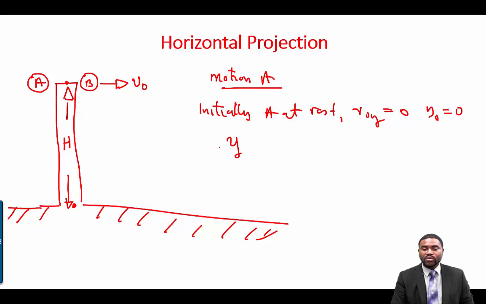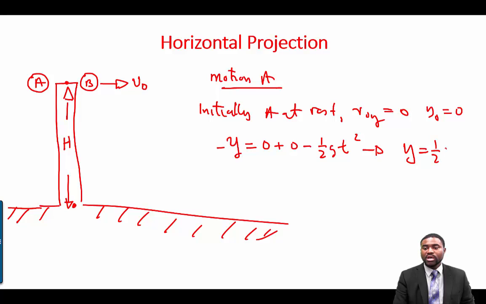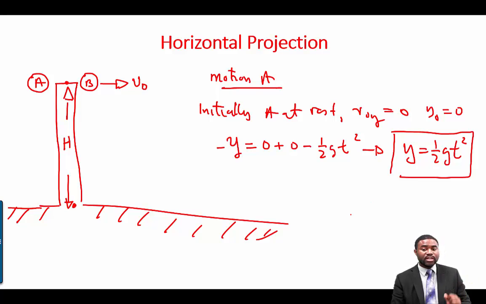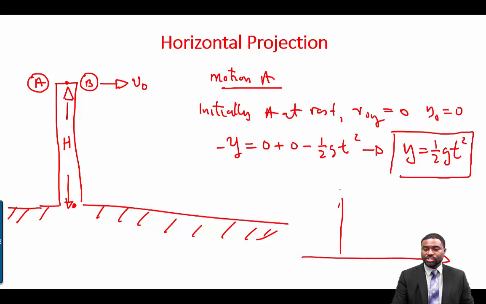Therefore, y, which is negative, will be equal to 0 plus 0 minus half g t squared, which ends up with y equal to half g t squared. This equation tells us how the vertical position of the projectile varies with time. And a popular question for multiple choice in AP C is, you are given a series of graphs and you pick the right one. And this is the graph. This is t in seconds and this is y in meters.